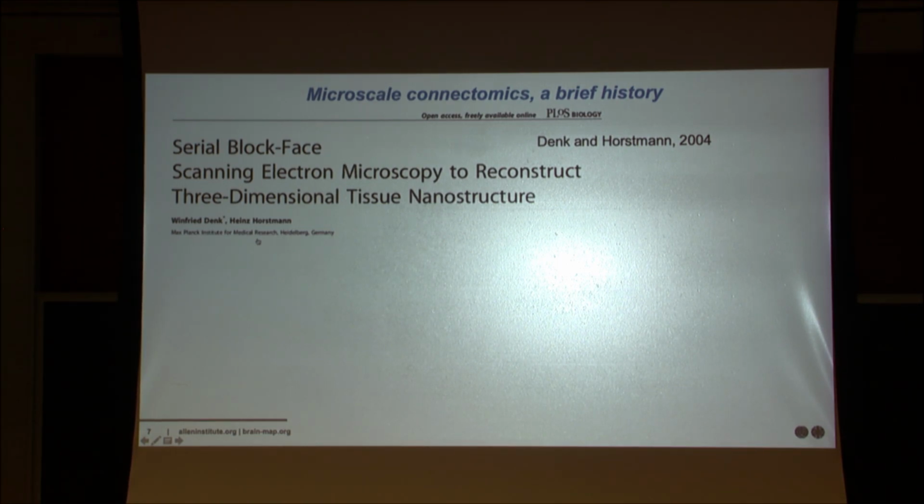So serial section electron microscopy, starting in the 50s, late 50s, was what biologists and largely neurobiologists used to study the 3-dimensional structure, all the way down to the finest details of nervous tissue.